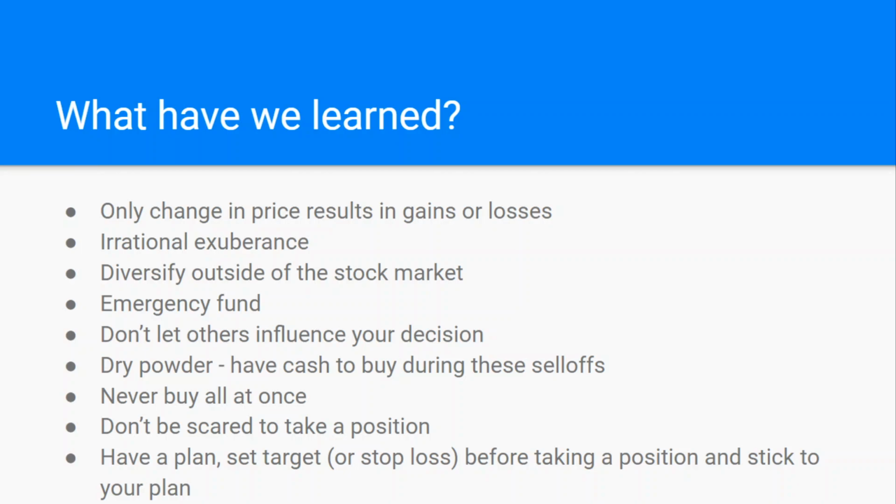However, have a plan. You should have your targets before you even take a position. If you put in stop losses, don't just keep changing them. If the prices are going higher, maybe put in a trailing stop loss so that it trails the price higher. But stick to your plan. So these were some of the things that I wanted to share, what I've learned and what others I've spoken to have learned.